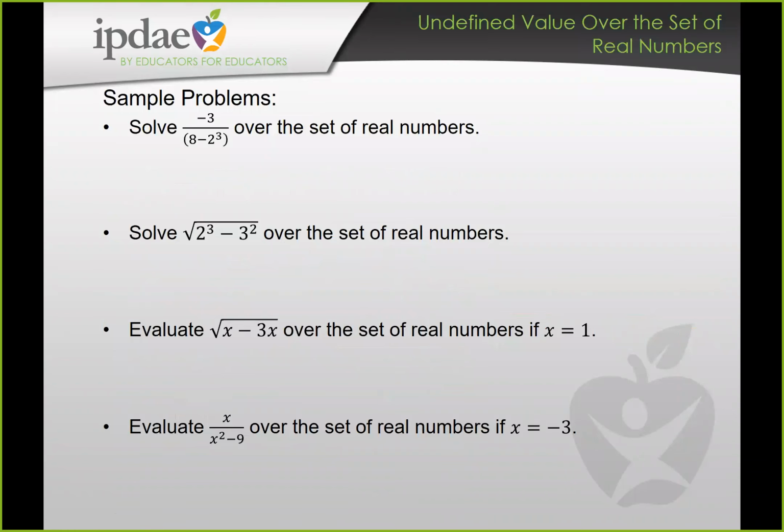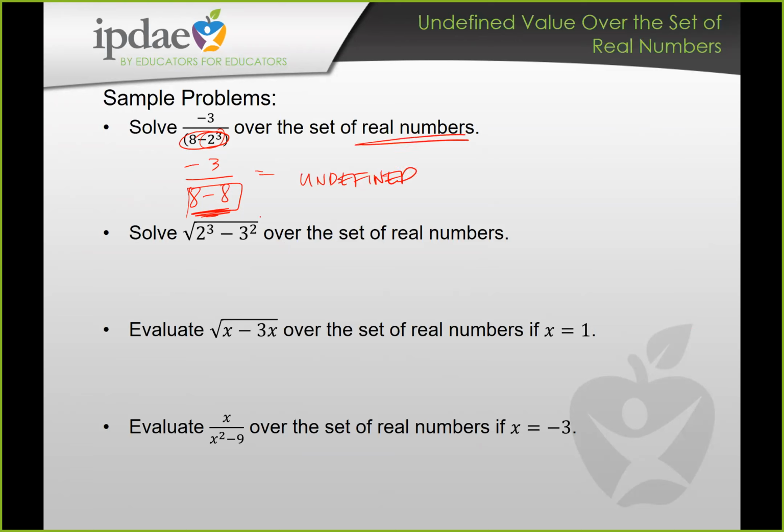So let's solve this set of real numbers. This again is talking about a 0 in the denominator, or fractions that resolve to have a 0 denominator. I added in some exponents in there just to review some of the exponent rules. So if I rewrite this, this is -3, 8, copy the 8, and then evaluate the -2 to the third power. 2 to the third power is 8. So right here we can see that this comes out to 0. So this is now undefined in the set of real numbers.